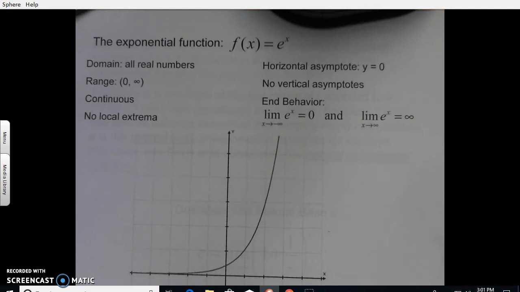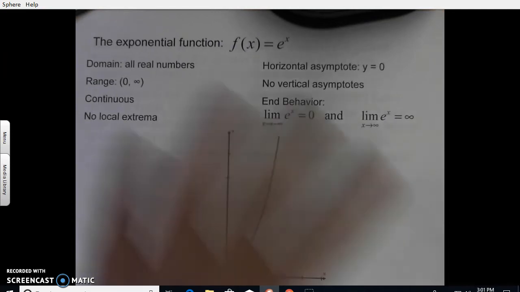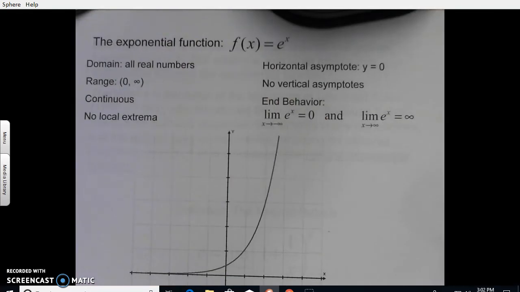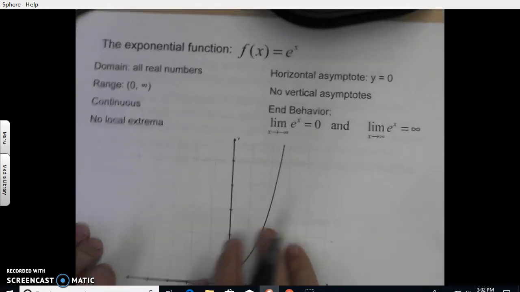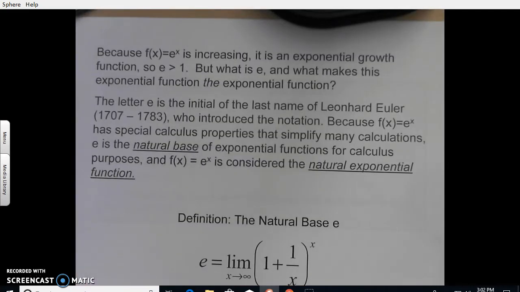Then we have the exponential function f of x is equal to e to the x power. And this looks very similar to b to the x power. But what is e? So we have f of x is equal to e to the x power is increasing, and it is an exponential growth function, so e has to be greater than 1.